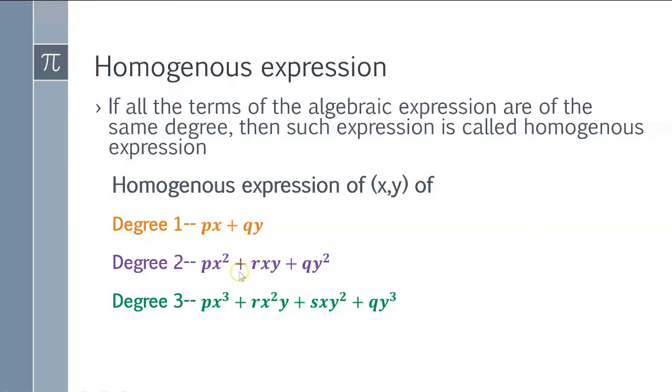For example, the second example, this is px square plus rxy plus qy square. So p, r and q are coefficients, okay, and for the first term the degree is 2, for the second one it is 1 plus 1, that is 2, and for the third term also it is 2, so it is homogeneous. Similarly, for the third example, px cube plus rx square y plus sxy square plus qy cube, where p, r, s and q are coefficients, the first term has degree 3, for the second term the sum of the exponents is 2 plus 1, that is 3. Similarly, for the third term it is 3, and for the fourth term also the exponent is 3, and hence it's also homogeneous. Okay, so we can identify which expression is homogeneous and which is not homogeneous.